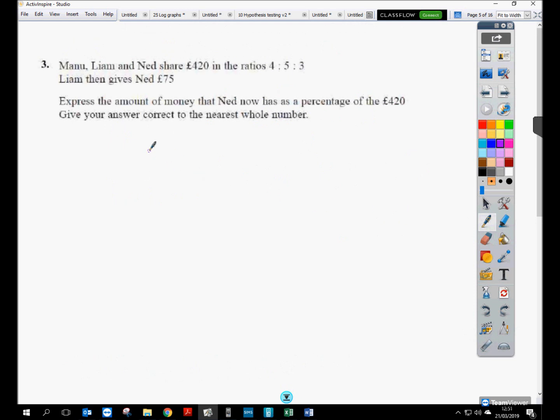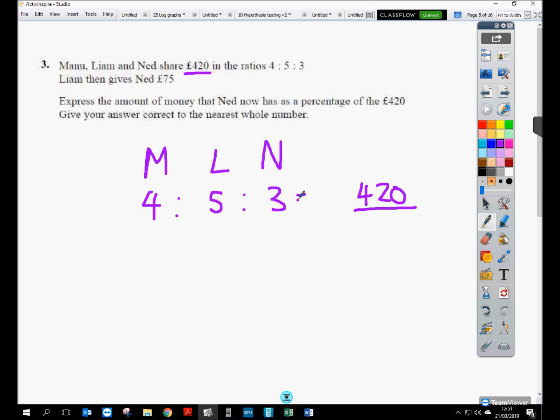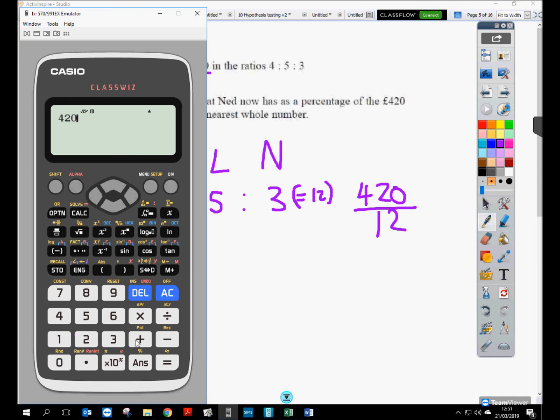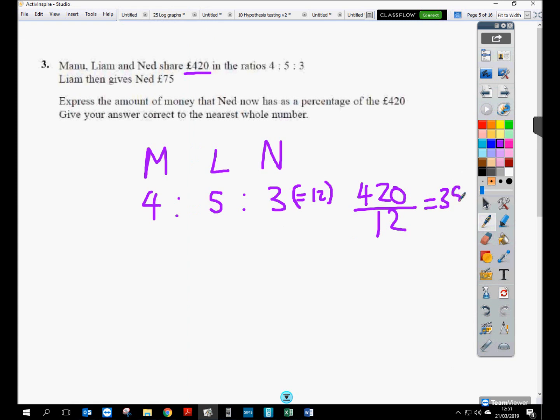Next question. We have 3 people, M, L and N, and they share £420 between them in this ratio, 4 to 5 to 3. That's the first thing we're going to do. We're going to share the £420 in the ratio 4 to 5 to 3. So the total number of parts that we have is 12, if you add them together. So I'm going to divide 420 by 12 to work out one part. 420 divided by 12 is 35. This is one part. Now I can work out 4 parts, 5 parts and 3 parts.